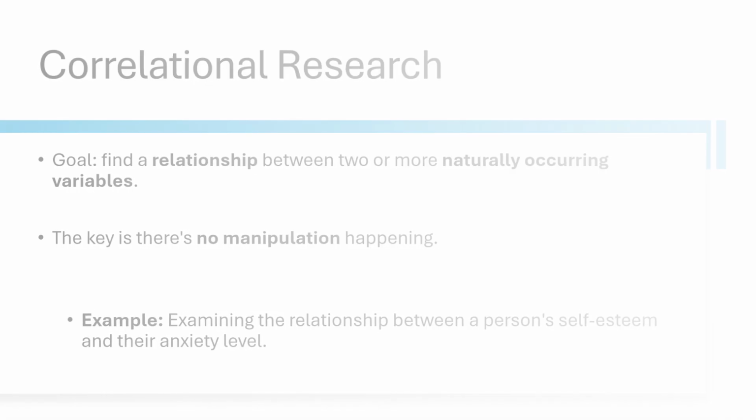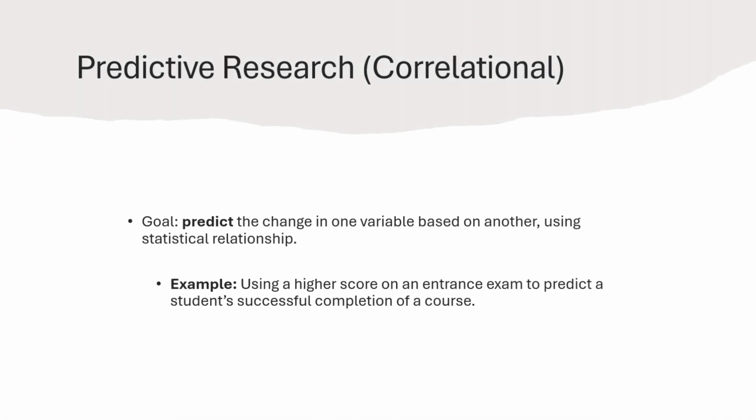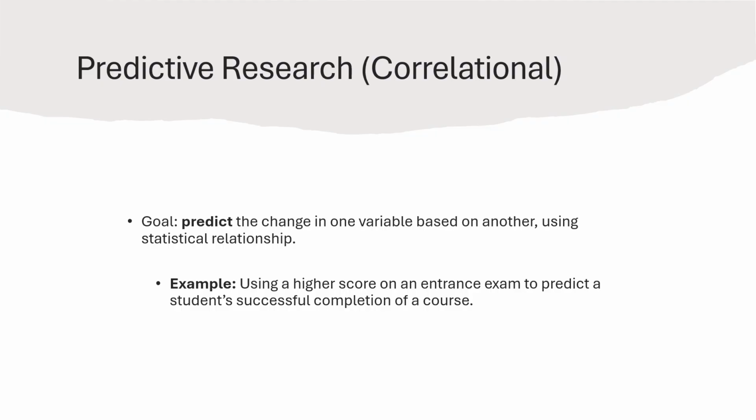A specific type of correlational research is predictive research. Here, we use a statistical relationship to predict the change in one variable based on another. For example, using a higher score on an entrance exam to predict a student's successful completion of a course.